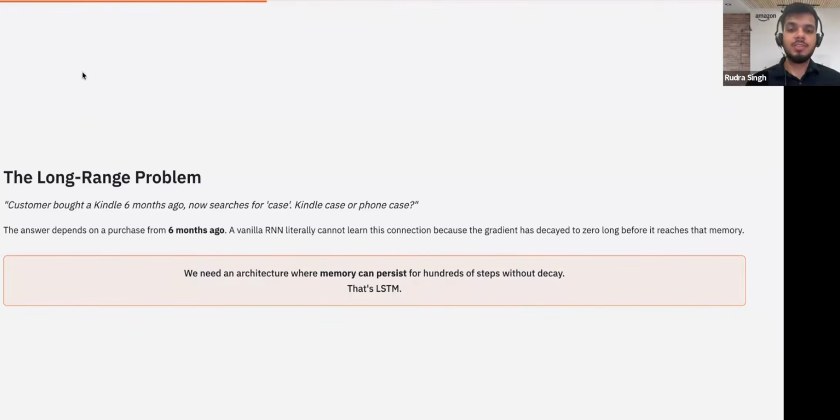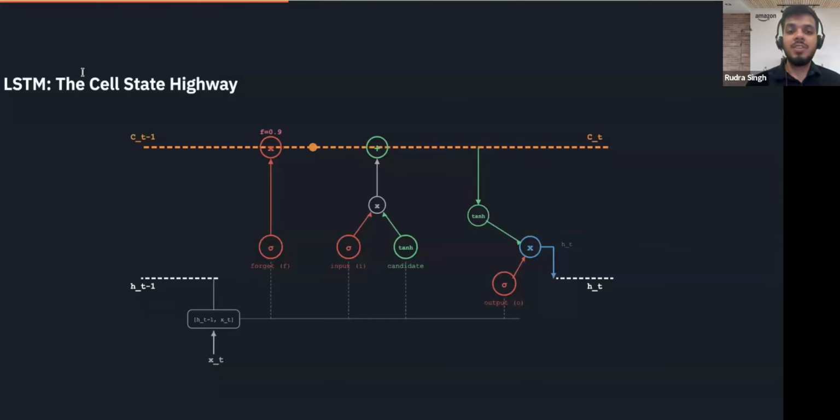Okay, so let's see how an LSTM's architecture actually looks like. If you see the diagram, you'll see that there's a lot going on. Let me walk you through it carefully, because once this clicks, the rest of LSTM becomes very obvious. The first thing to notice here is the orange dashed line running across the very top. That is the cell state, the long-term memory, and it flows from left to right almost untouched. This is the highway that we have been talking about.